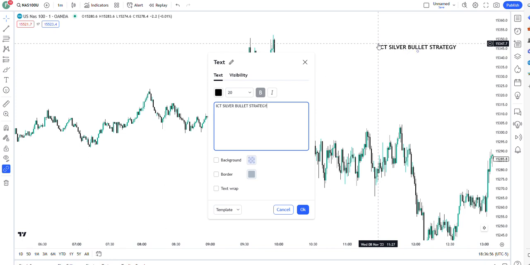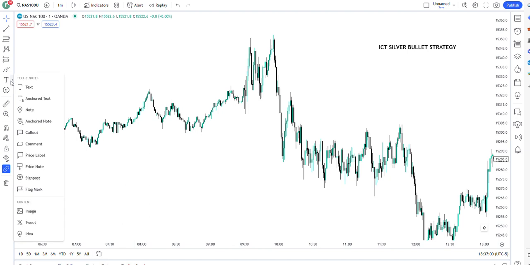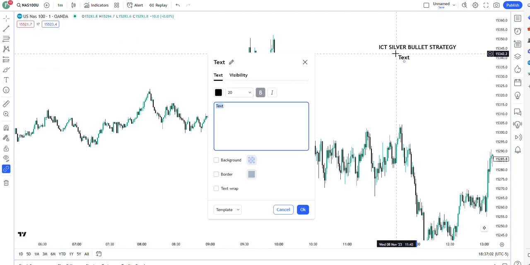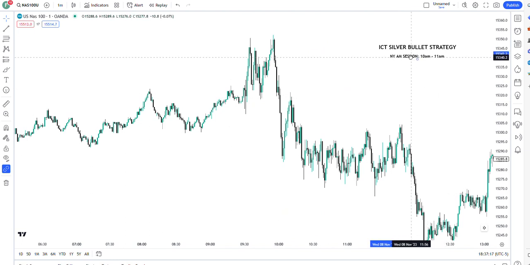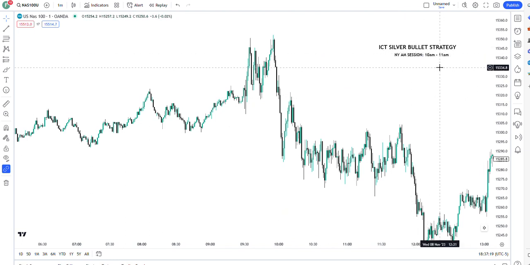Now, what does silver bullet mean? Silver bullet just refers to a time period, right? Now, there's different silver bullets depending on if you're trading Asian session, London session, and so on and so forth. Today, we're going to be doing the New York silver bullet AM session, right? And that's from 10 o'clock in the morning, New York time, to 11 o'clock in the morning, New York time. So you're looking for trades in that time frame.